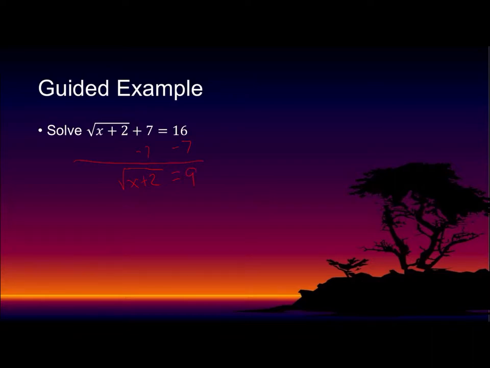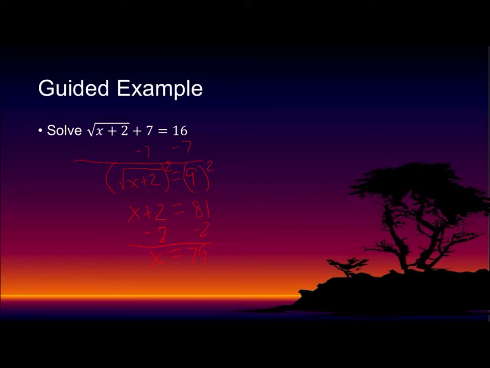At this point, then, I'm going to square both sides to get rid of that radical term. And now, the nice part about this is that when you square a radical, you can just basically take away the radical sign. So I'm left with x plus 2 equal to, and then 9 squared is 81. And so then I will subtract 2 from both sides, and I get x equal to 79.